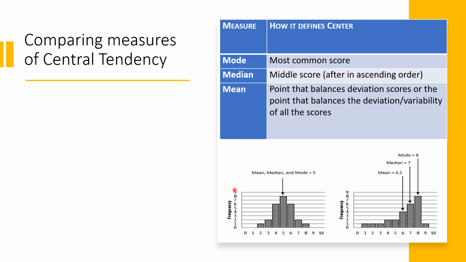But before I jump there, it is possible to have the mode, the median, and the mean give you the exact same score, even though they define the center separately. If you look at this symmetrical curve, you will see that it has the same mean, median, and mode. That will happen when you have perfectly symmetrical curves. But when the curve is skewed, you can see that the mean, the median, and the mode give you different values. The mean will always be pulled towards the longer tail, as will the median, but less so.